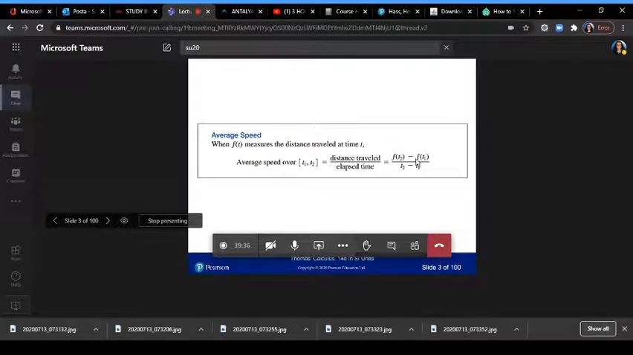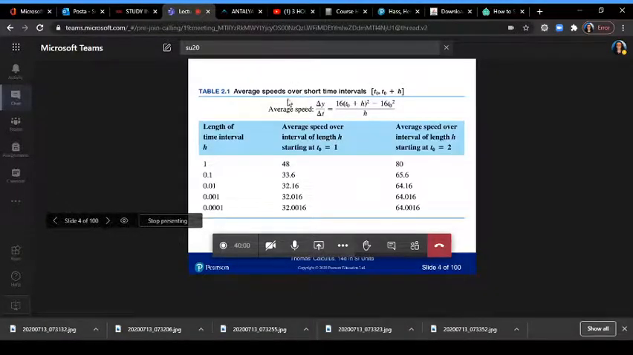So for example, f of t2 is the distance traveled at time t2, okay? And f of t1 is the distance traveled at time t1. If you take the difference between the two, this is going to tell us how far the car traveled in the time interval t1 to t2. We take this ratio, and this is going to give us the average speed of the car, okay?